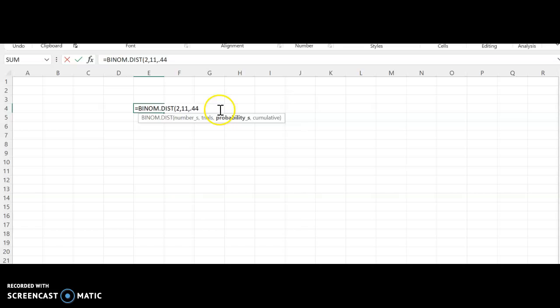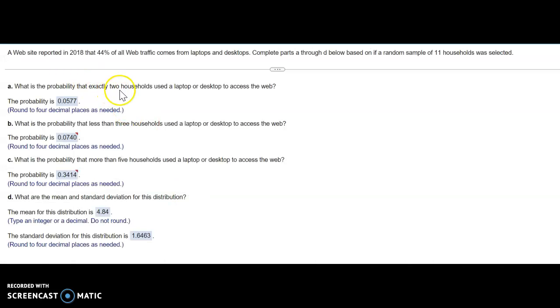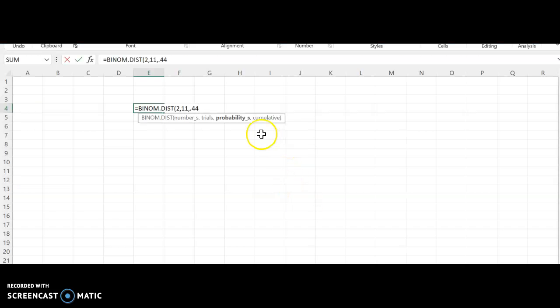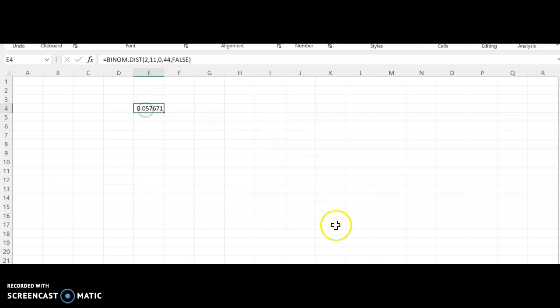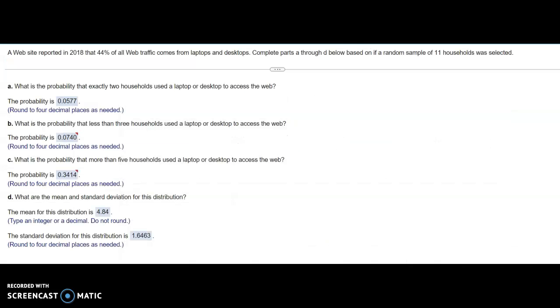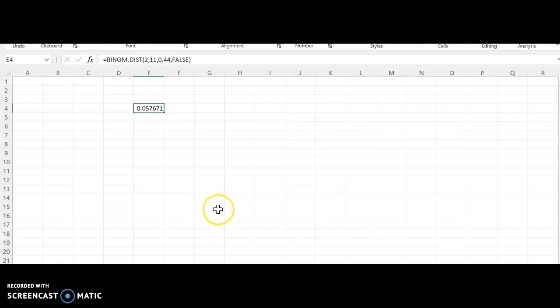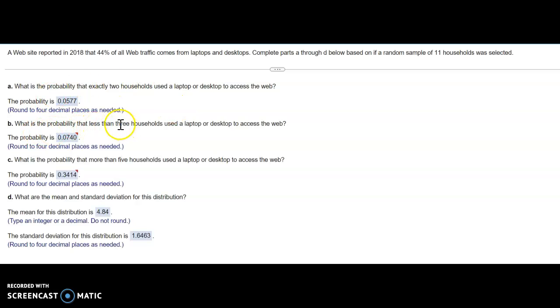And then do we want it cumulative? Do we want the probability of 2, 1, and 0, or do we want just the probability of 2? Well, the question is asking for exactly 2, so we don't want it to be cumulative. So we're going to put false. And so you get 0.057. We're rounding to 4 decimal places.